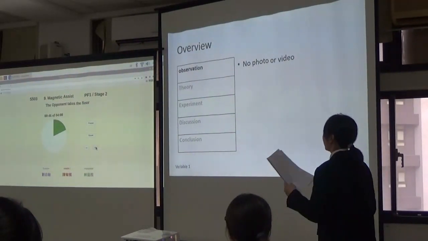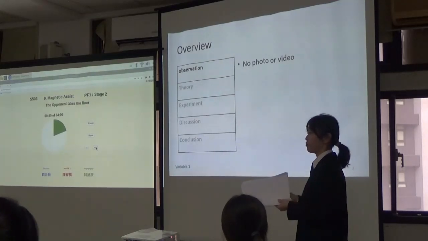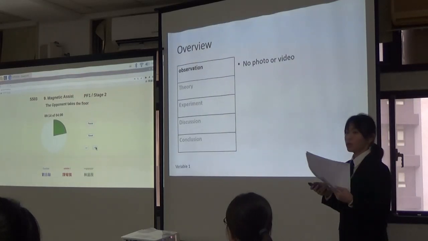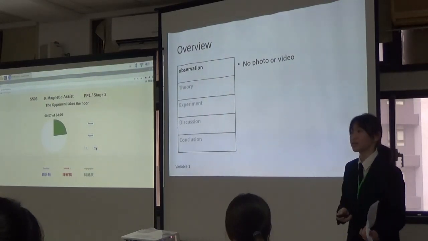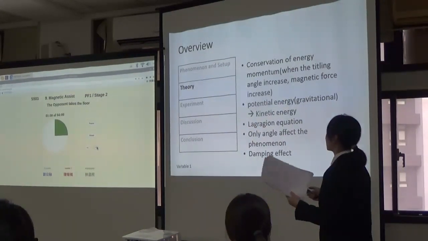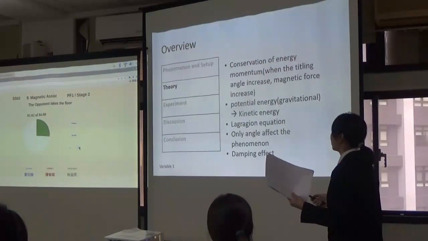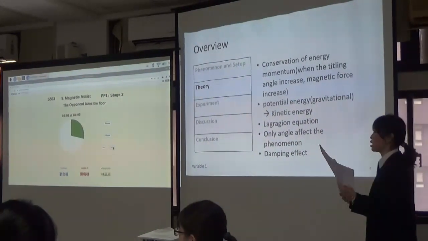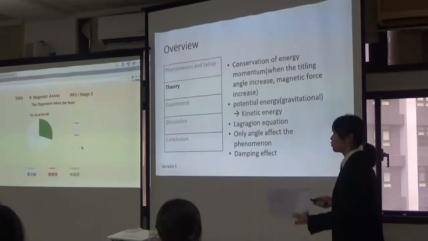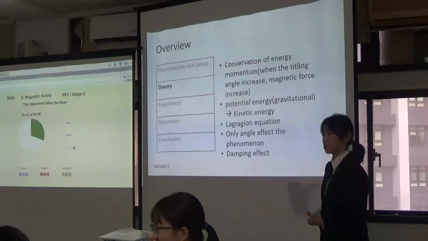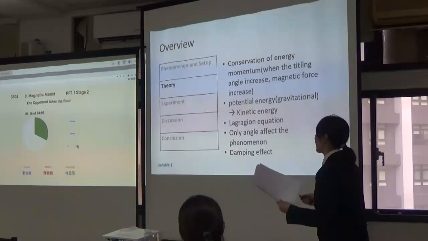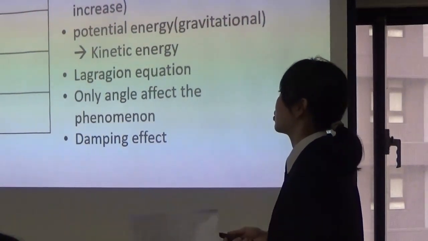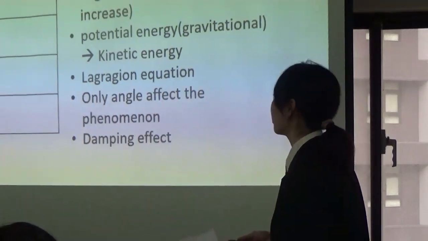Here's the overview. The first one is the lack of photo or video, like an observation video, so I cannot see how they conducted the experiment. And for the theory, they use the conservation of momentum, but they say that while the angle increases, the magnetic force increases, but I think there's another force, so this theory might not be correct. And they talk about the potential energy, like gravitational energy and kinetic energy, and that equation.